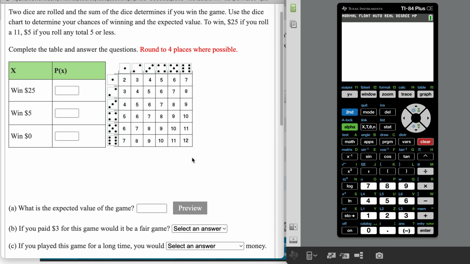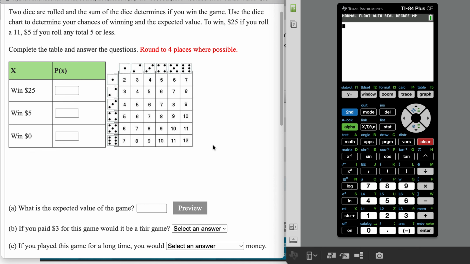So when you look at this chart here, for example, this 5 right here represents getting a 3 on the first dice and a 2 on the second dice. This 5 right here is I get a 2 on the first and a 3 on the second. This 5 right here is getting a 1 on the first dice and a 4 on the second. So this is the way you want to read this chart.